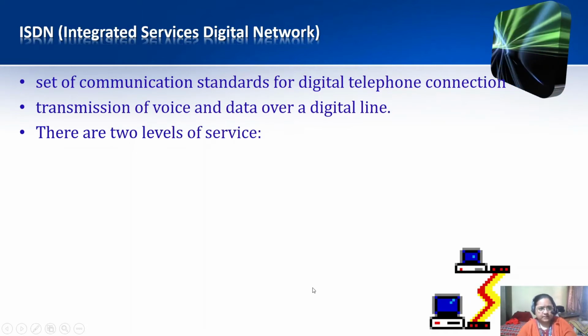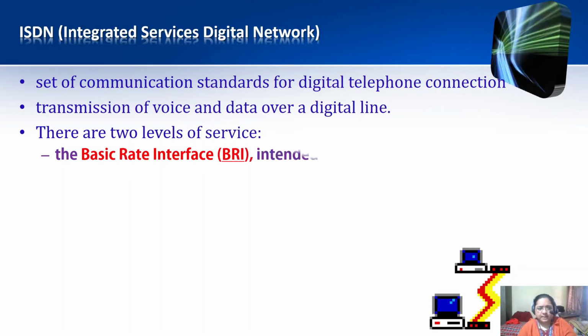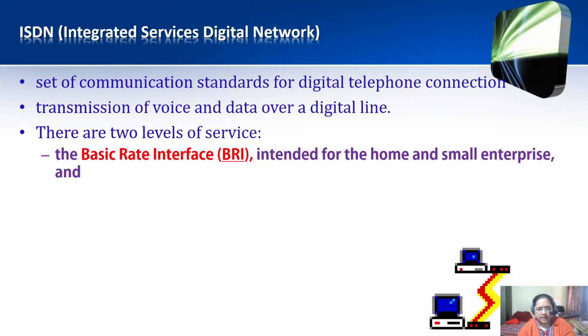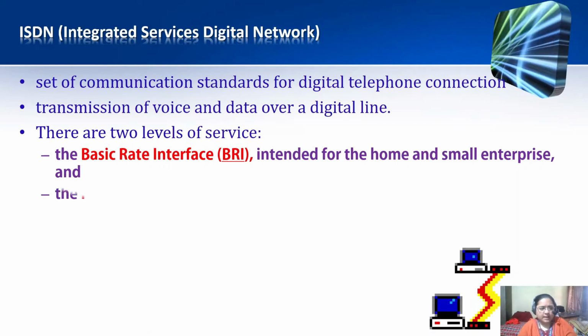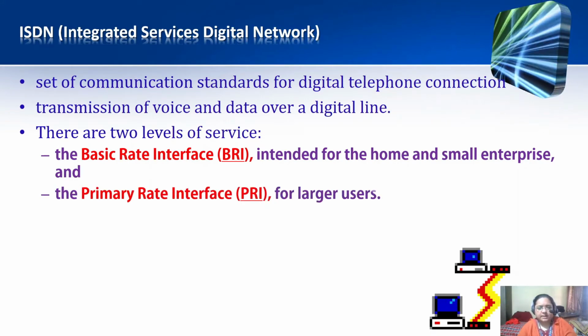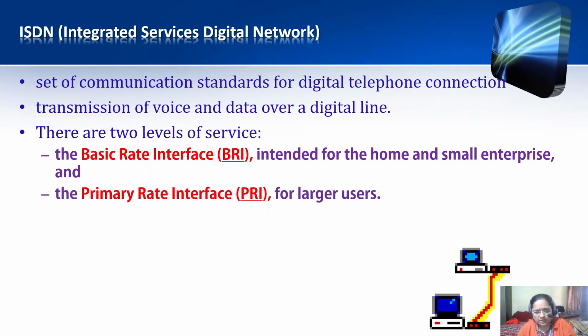There are two levels of service in ISDN. The first one is the basic rate interface, BRI, intended for the home and small enterprise, and the second is the primary rate interface, which is for larger users.